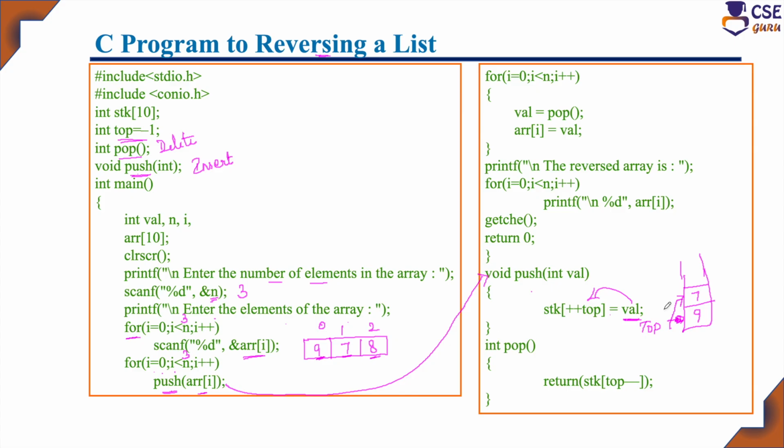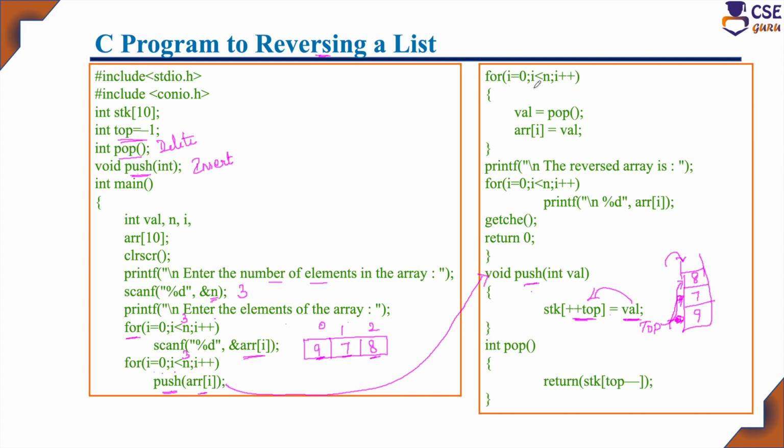Next, read the element 8, push it onto the stack. Now 8 will be placed. Now top will point to 8, not 7. Okay. You just increment the top position and place the element. That is the logic of the push operation. Increment the top position, place the value at that position. So now 9, 7, 8 you have pushed onto the stack.